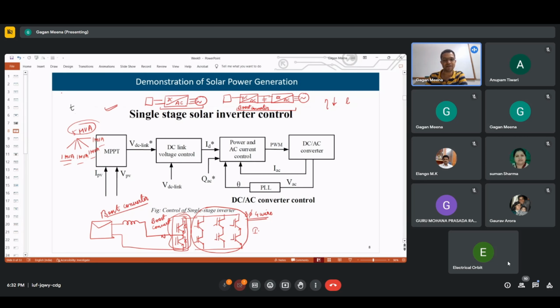Similarly, across each leg there is also one capacitor. Across each leg we have a snubber circuit. So what is the use of a snubber circuit? Can you tell?